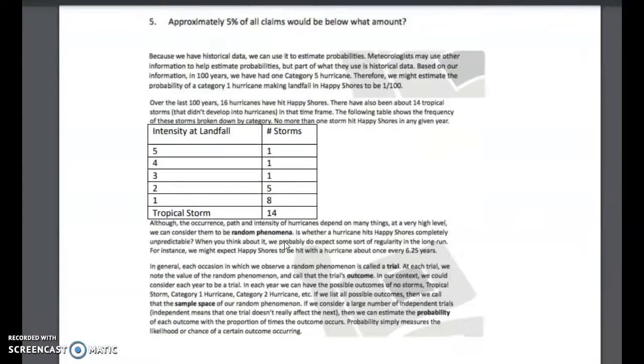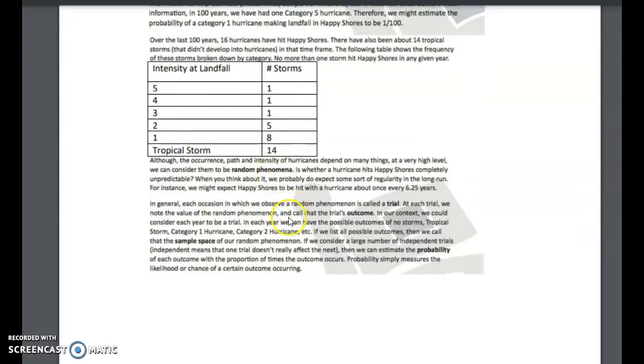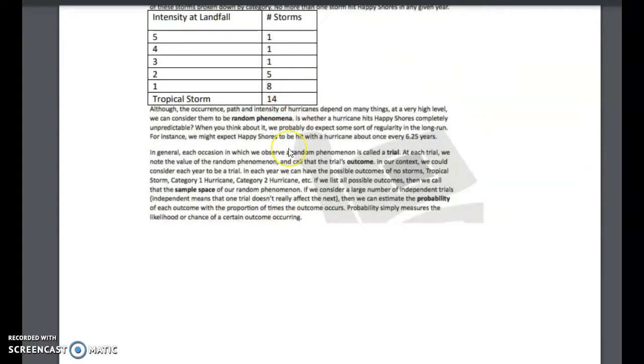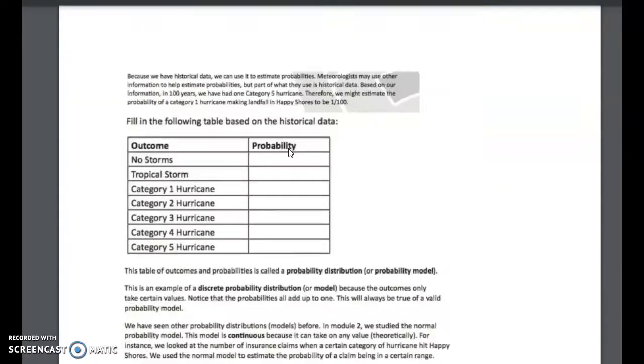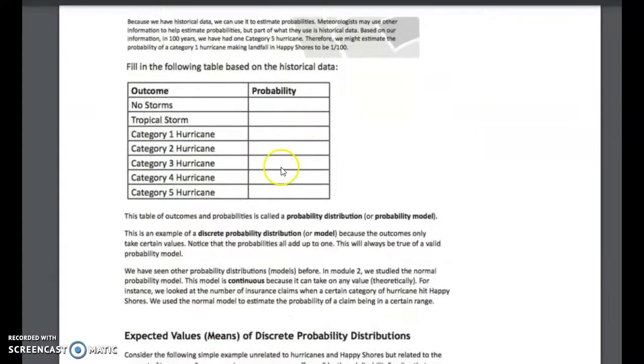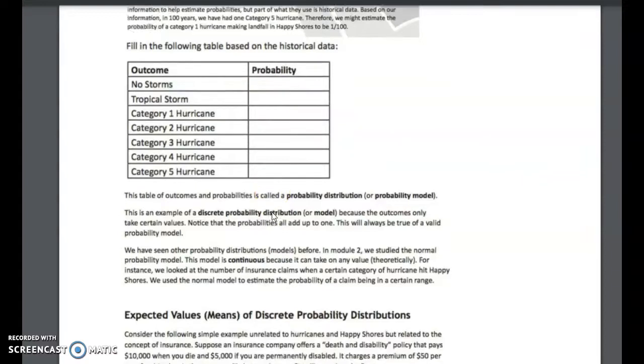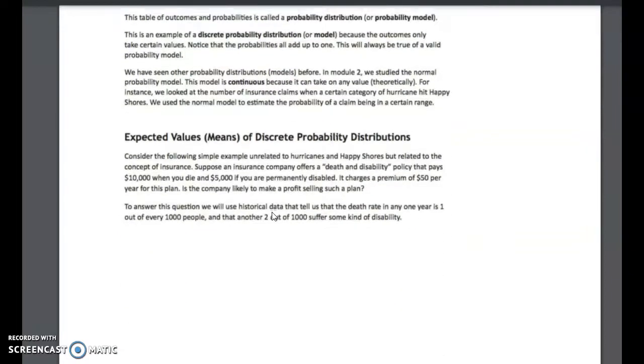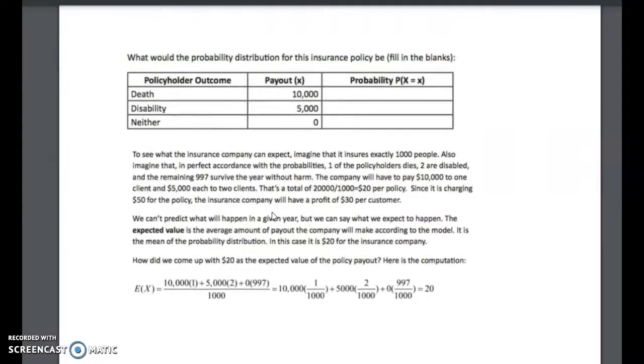Or actually, it tells you how many years, right? Over the last 100 years. So they're out of 100. For tropical storms, there were 14 out of 100 years with a tropical storm. So what would be the probability of a tropical storm? Well, it would be 14 out of 100, so 14%. Moving on down.